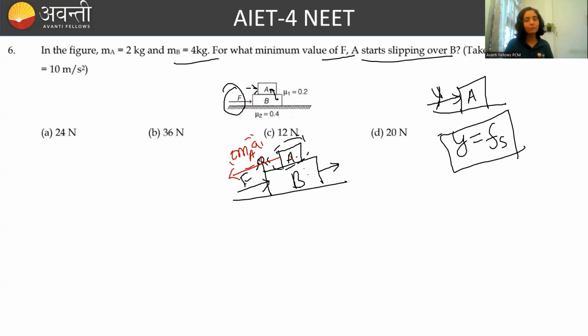And here the case is just slipping over. It means this pseudo force value will be equal to the static friction acting between A and B. Okay? This is the condition. Now we need to solve it.